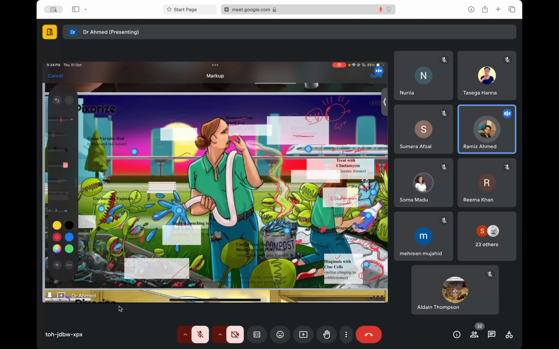Okay. As you are seeing by the shape of the flowers, we are talking about Gardnerella vaginalis, and it's gram variable. It's purple and red, which suggests it's gram variable. The risk factors are vaginal douching and use of antibiotics.